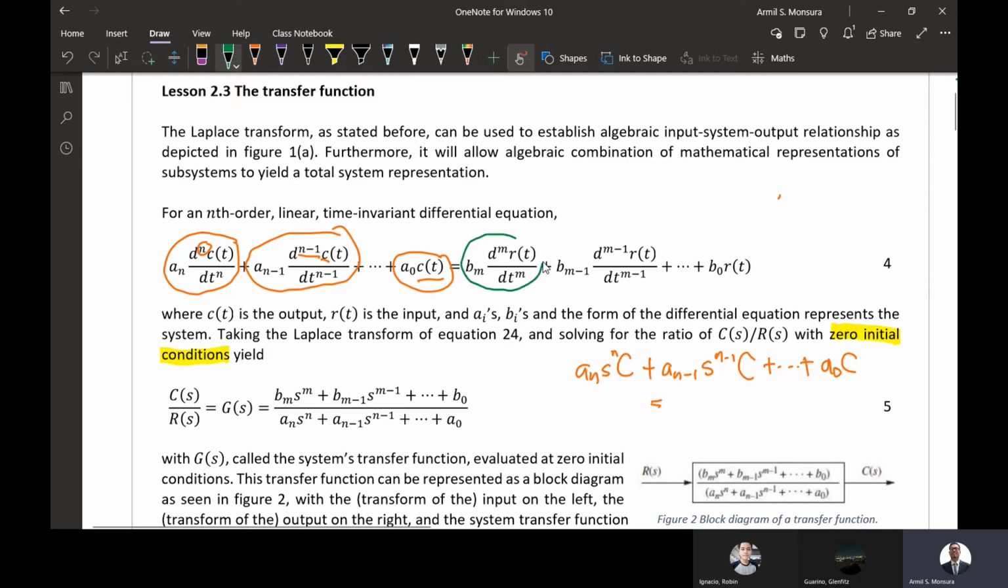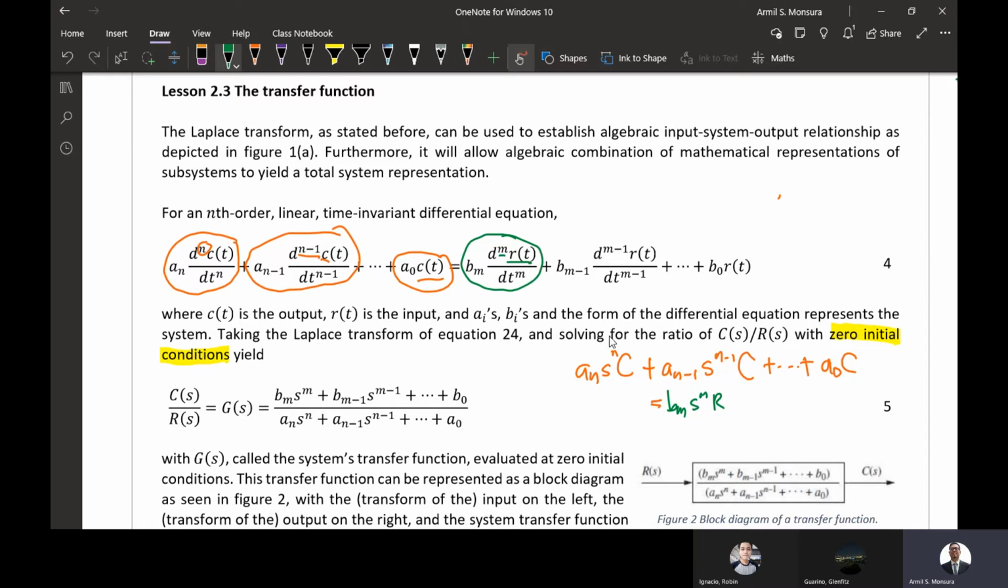So, ito. Okay? That would be B sub M multiplied to S raised to M times R. Yung R dito is yung Laplace transform nitong R of T, so R of S yan. Ginawa ko lang muna ng R. Yung power ng S dito, which is M, is because of M derivative. And yung B sub M dito is the constant na to.